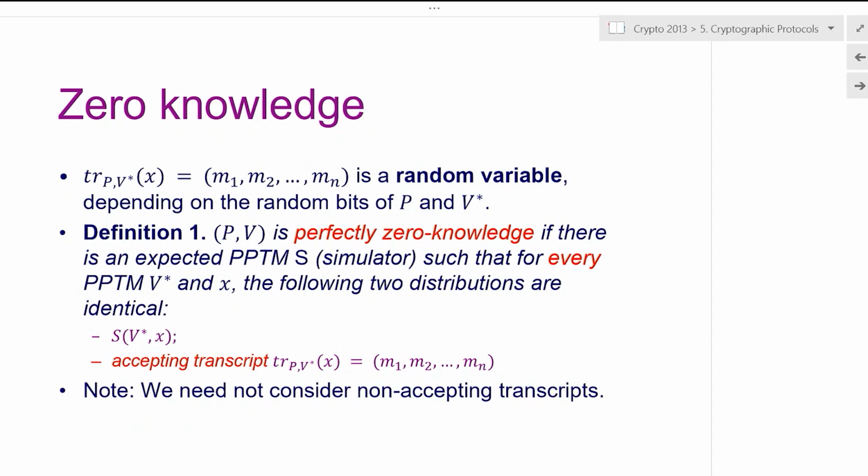So here is our formal definition. We say that a prover and a verifier form a perfectly zero knowledge proof if there is an expected probabilistic polynomial time simulator such that for every probabilistic polynomial time verifier and for every input x, the following two distributions are identical. We want to have this simulator S that, on input x, would be able to generate the transcripts. And okay, let me put it this way.